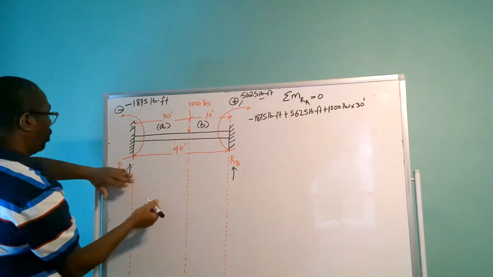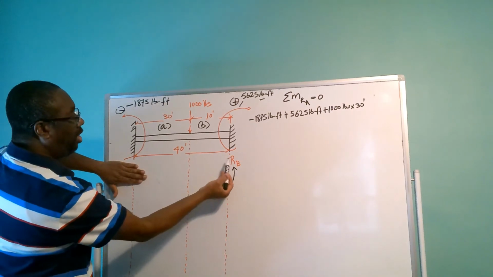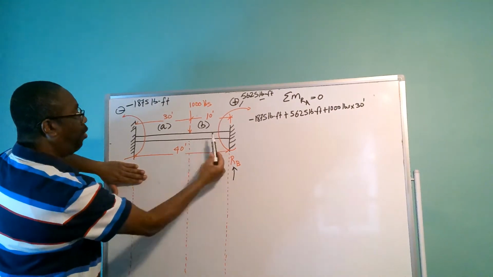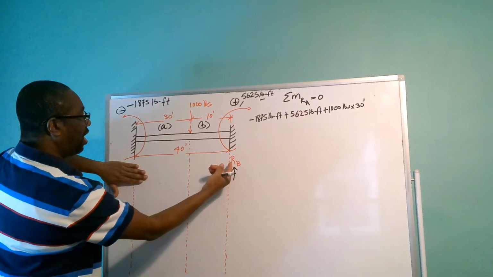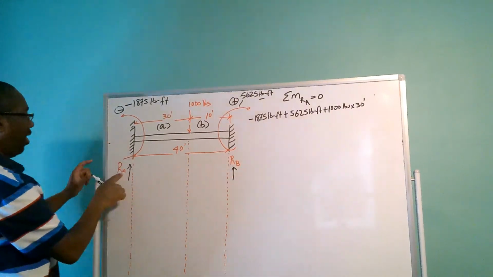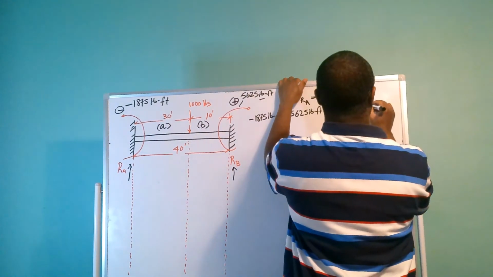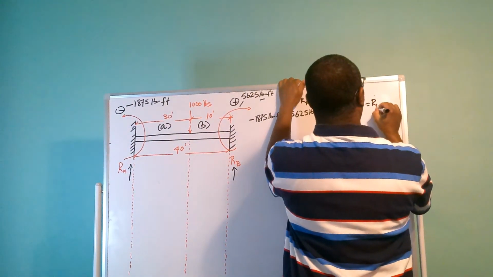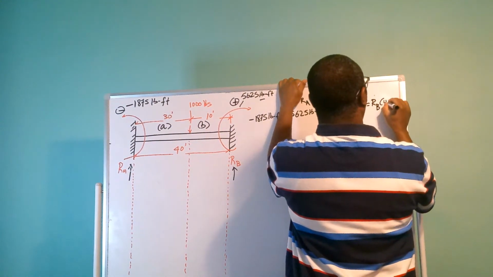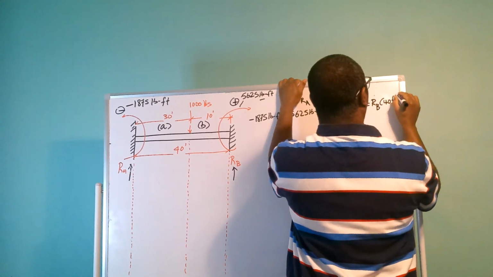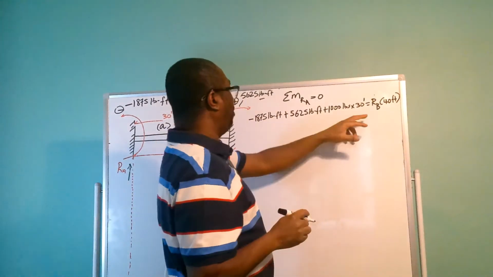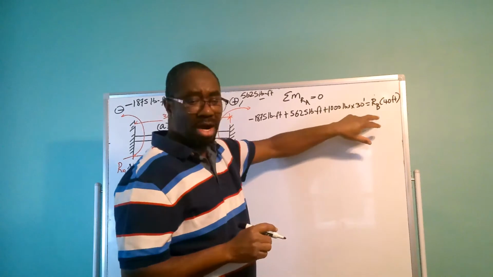So the next force we have to deal with now is RB, and RB is going upwards. So RB is acting 40 feet away from RA. So this is going to equal RB times 40 feet. So we're going to solve for RB.